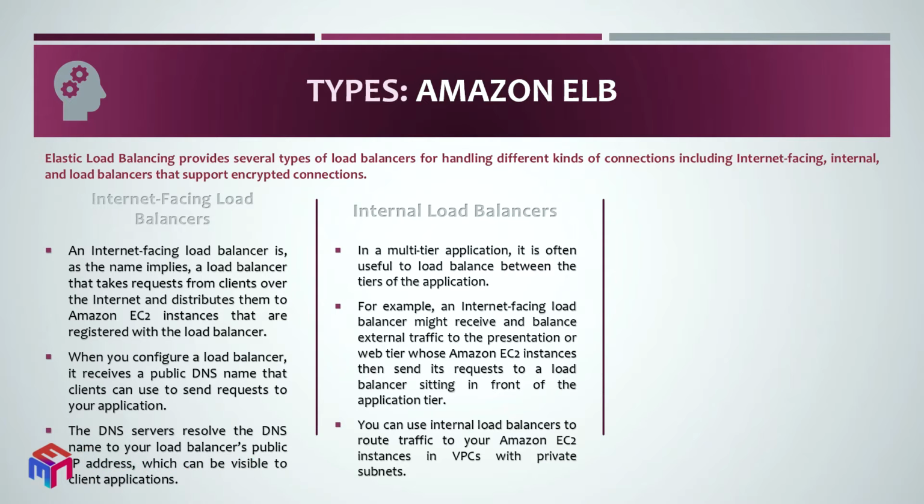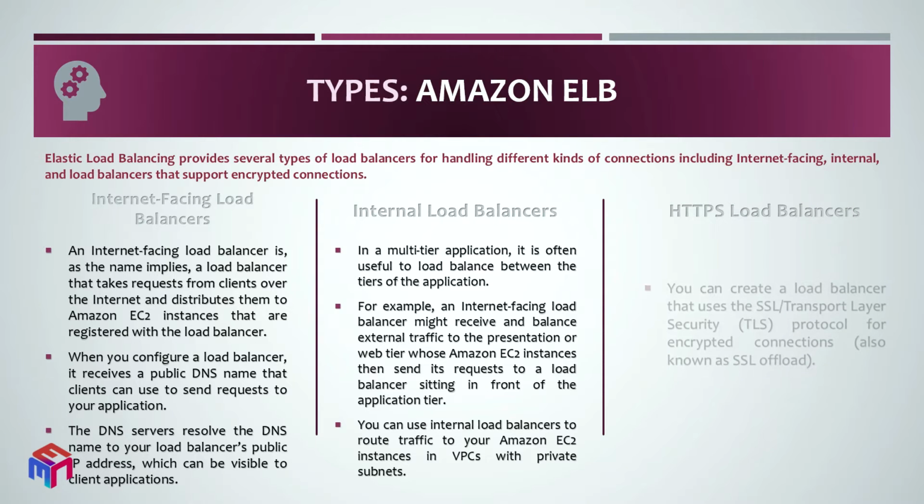In a multi-tier application, it is often useful to load balance between the tiers of the application. For example, an internet-facing load balancer might receive and balance external traffic to the presentation or web tier whose Amazon EC2 instances then send its requests to a load balancer sitting in front of the application tier. You can use internal load balancers to route traffic to your Amazon EC2 instances and VPCs with private subnets.